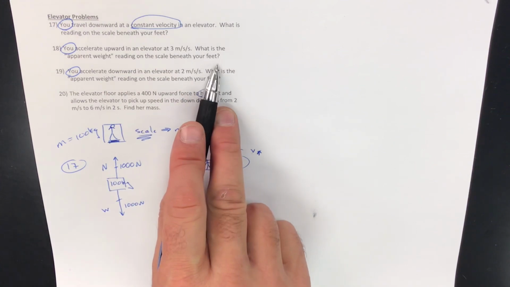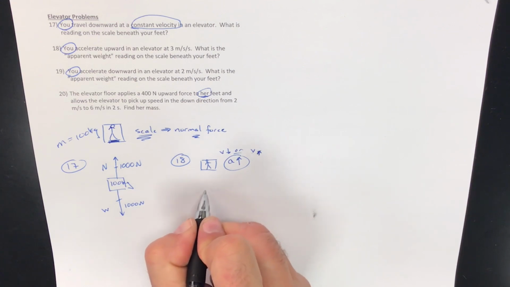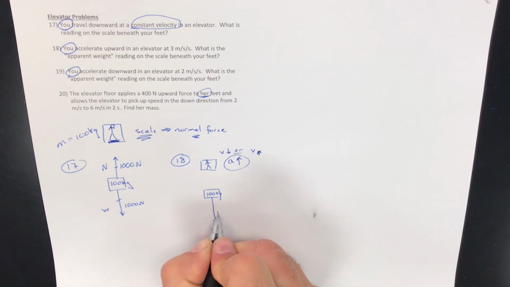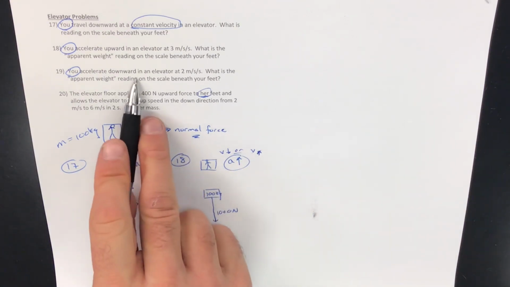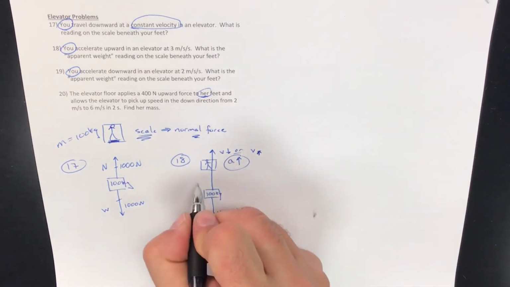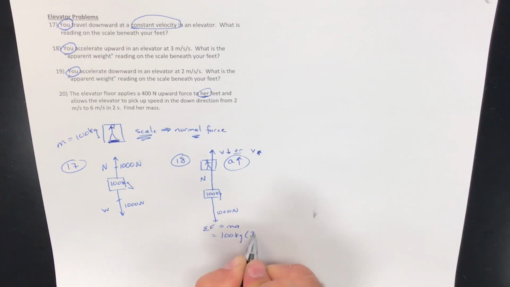What's the apparent weight reading on the scale beneath your feet? Apparent weight is the same as the normal force. Here is you in your free body diagram again, 100 kilograms. Your weight is still exactly the same, 1,000 newtons. And then upward, I messed up my diagram here, huh? But you have to remember that the normal force is going to be bigger. The net force is equal to the mass times acceleration, 100 kilograms times 3 meters per second every second up. And that's going to be 300 newtons in the upward direction. That's the net force. It's got to be bigger. So it's 300 newtons bigger than 1,000.